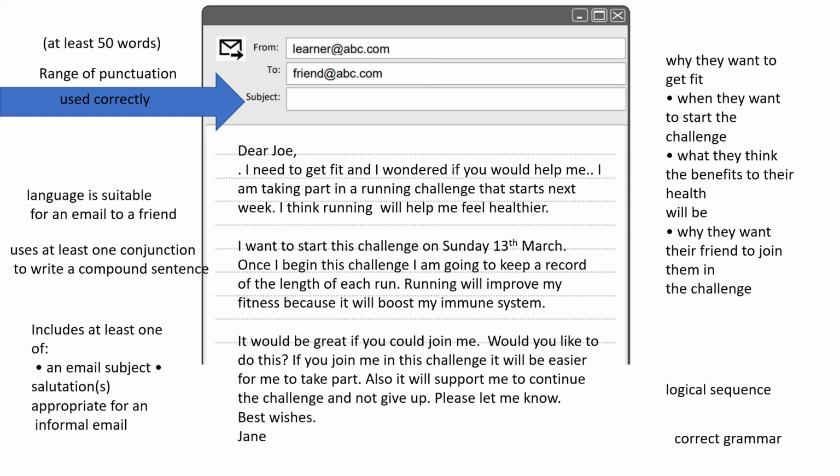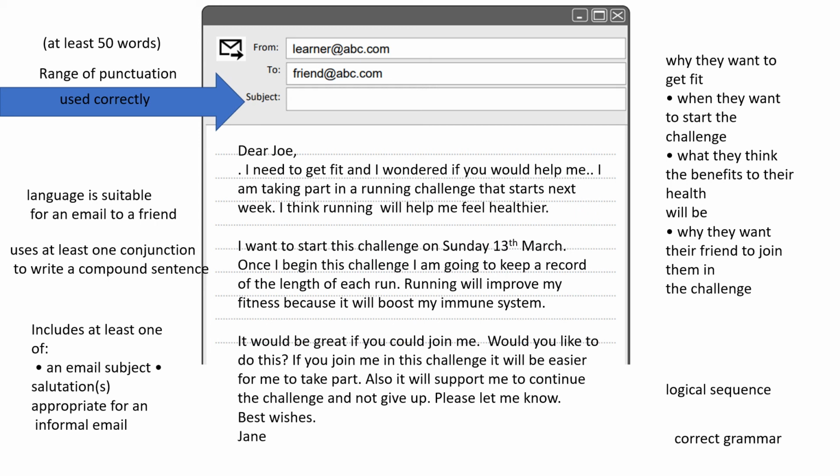Then the examiner's looking at the content. Why did you want to get fit? Have you answered that question? When do you want to start the challenge? Has this email answered that question? What do you think the benefits to your health will be? Has the email answered that question? And why do you want your friend to join them? Has the email answered that question?